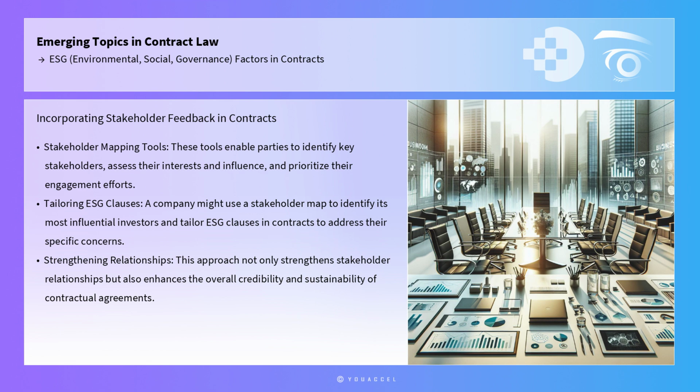Incorporating stakeholder feedback into contracts can be facilitated through the use of stakeholder mapping tools. These tools enable parties to identify key stakeholders, assess their interests and influence, and prioritize their engagement efforts. For example, a company might use a stakeholder map to identify its most influential investors and tailor ESG clauses in contracts to address their specific concerns. This approach not only strengthens stakeholder relationships, but also enhances the overall credibility and sustainability of contractual agreements.